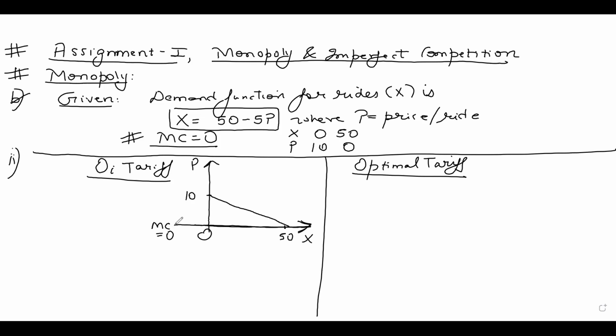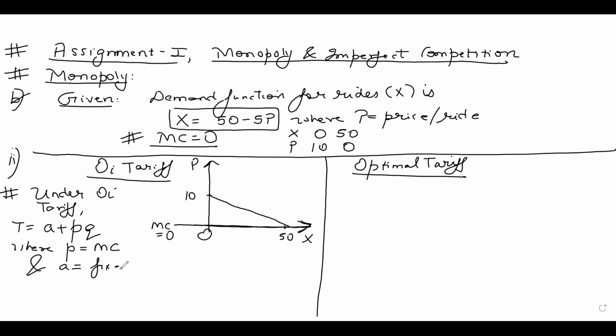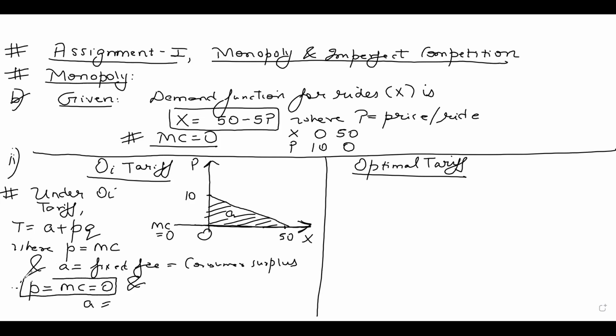Now what happens under OI tariff? All students can recall from my theoretical lectures on monopoly. Under OI tariff, my T is equal to A plus PQ, where the price charged is equal to the marginal cost, and A is the fixed fee, which is equal to the consumer surplus. So my price is equal to the marginal cost, which is 0. And what is A? This whole thing is my consumer surplus, the area below the demand curve and above the price. The price is equal to the marginal cost under OI tariff.